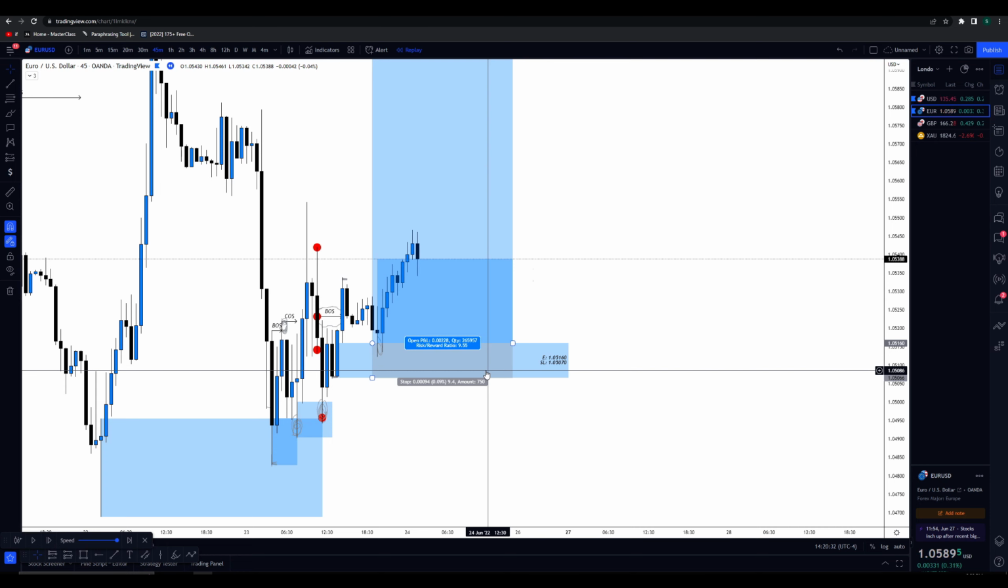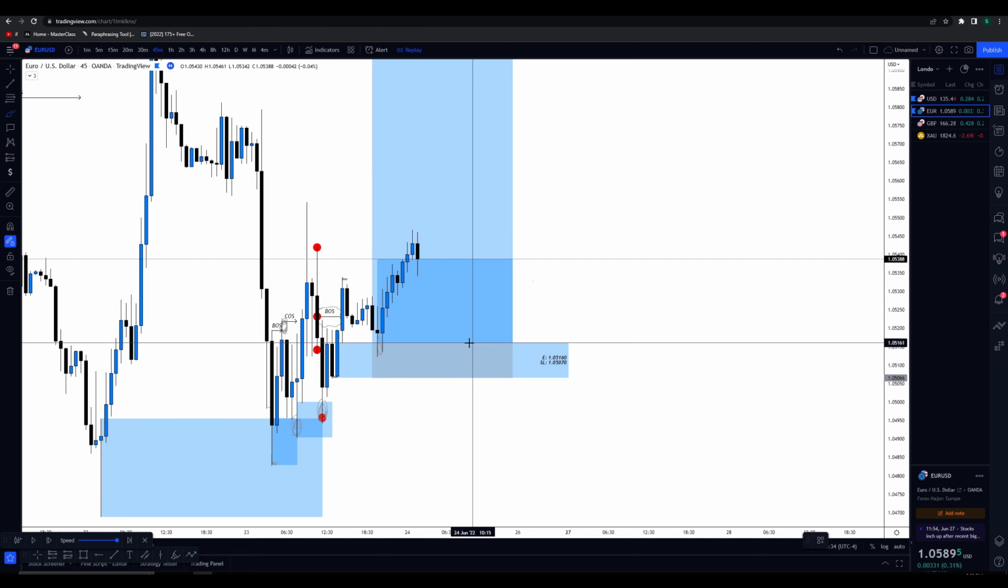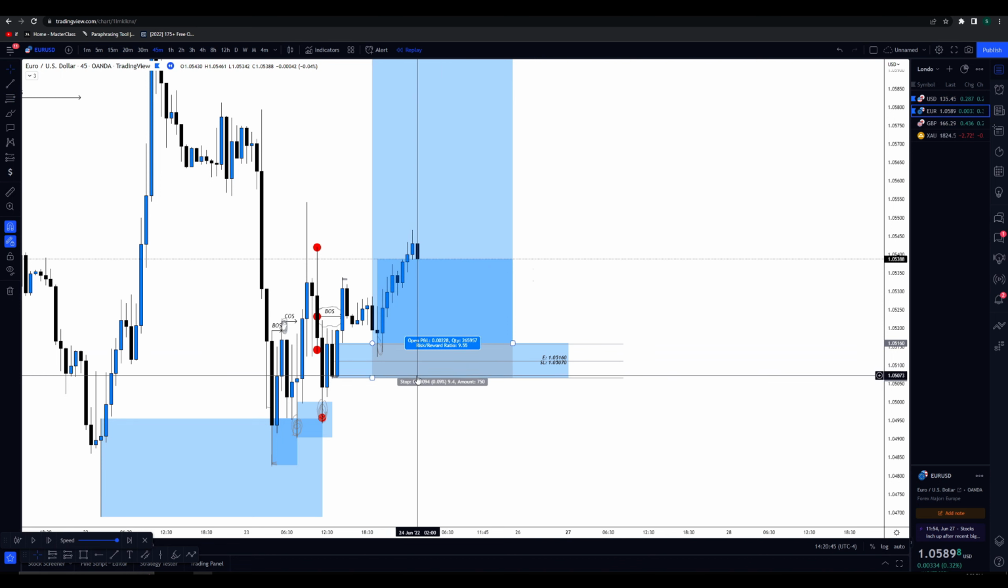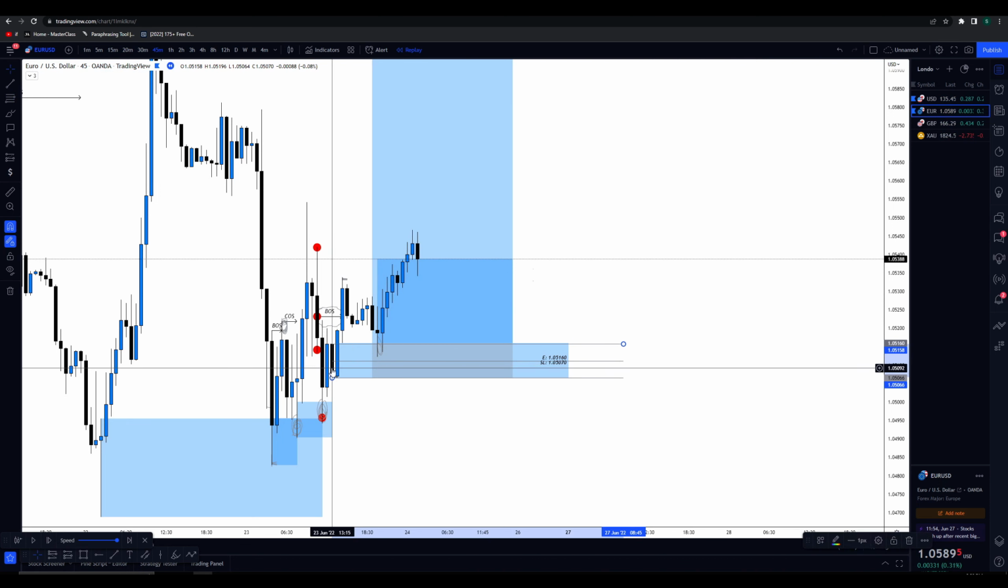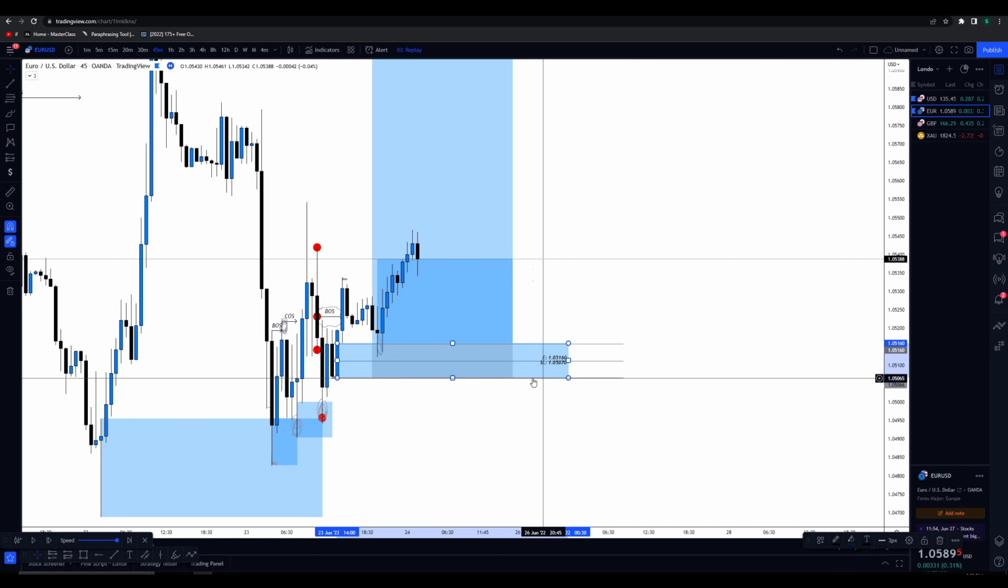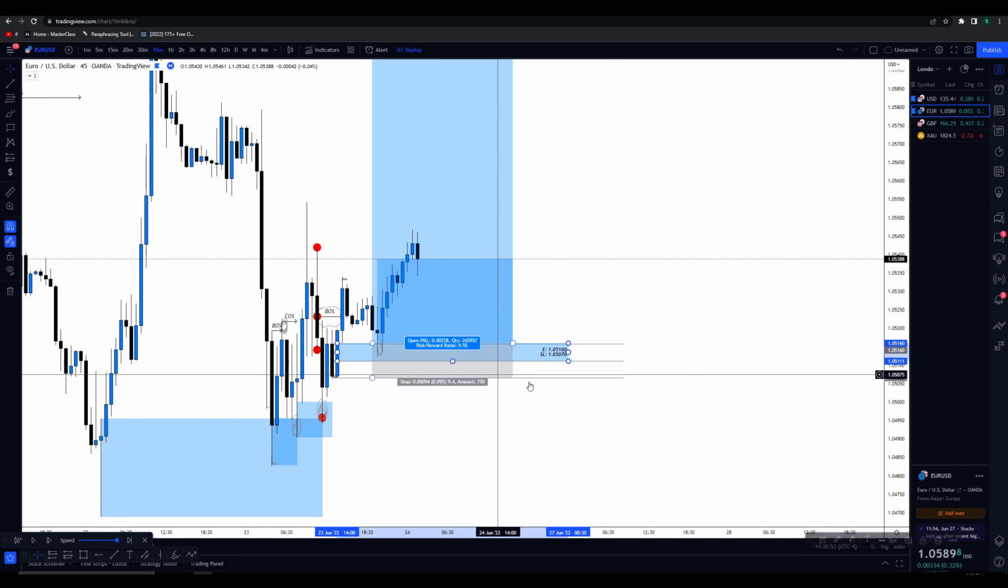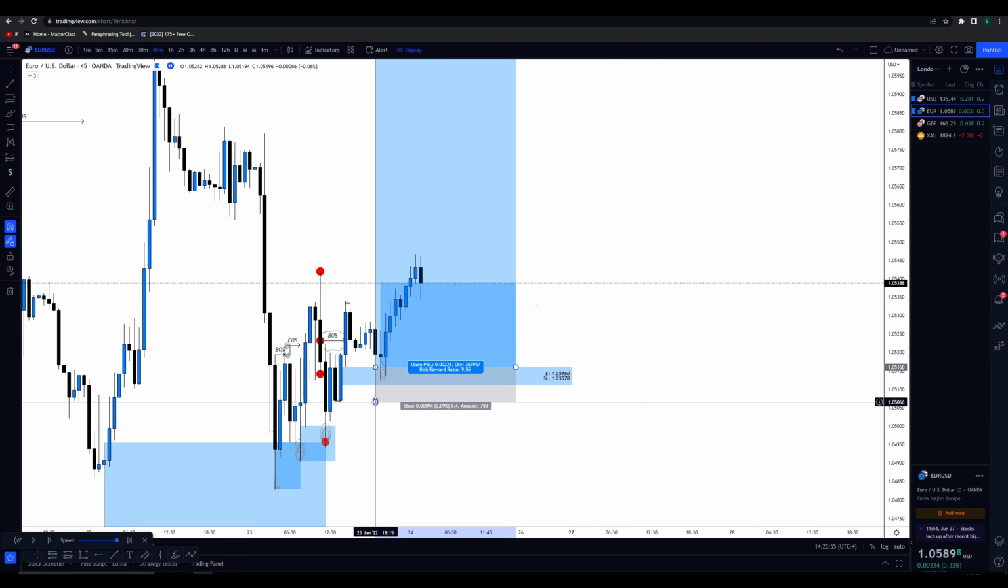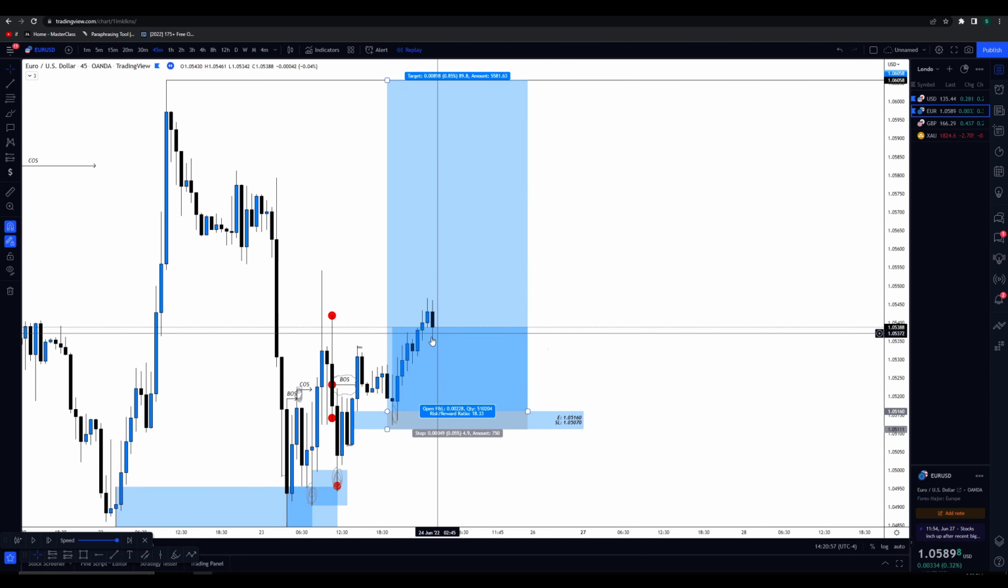Instead of moving my stop loss to break even, which would highly result in me getting stopped out at break even, I'll measure my zone of entry, which is this area, and I'll move my stop loss to 50% of the zone. Right over, hold on, let me mark this up. Right over here.